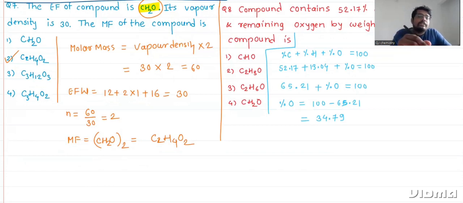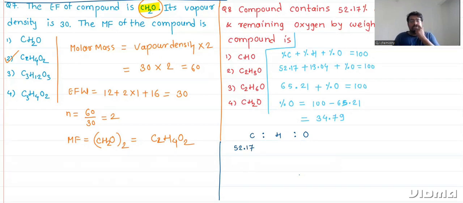Okay. Now let us convert the percentage into mole ratio. Now how to find the mole ratio? Let us find the mole ratio carbon is to hydrogen is to oxygen. Now 52.17 percent of carbon is given to us. Let us divide this percentage by atomic mass 12. Percentage of hydrogen is 13.04. Let us divide this 13.04 by its atomic weight 1. Oxygen percentage 34.79 divided by mass 16, right?